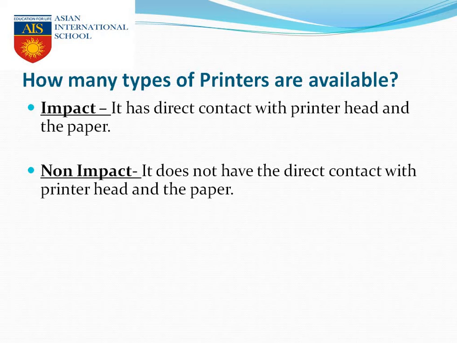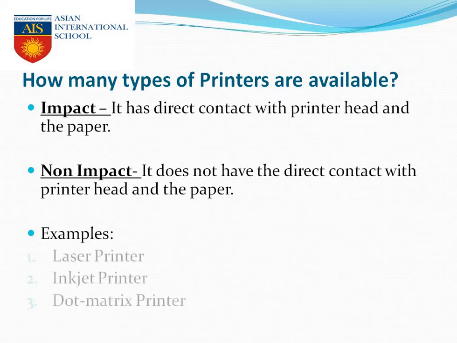So every time a printer is going to print something on the paper, there is a printer head. In case of an impact printer, this printer head is directly attached with the paper. In case of a non-impact printer, there is no direct contact between the printer head and the paper. Now let's come to the examples of impact and non-impact printers.